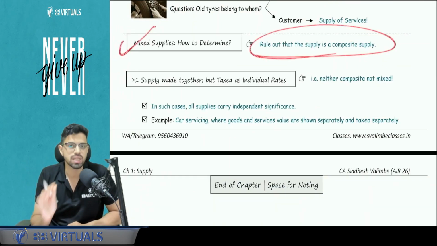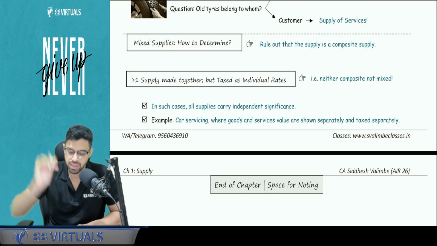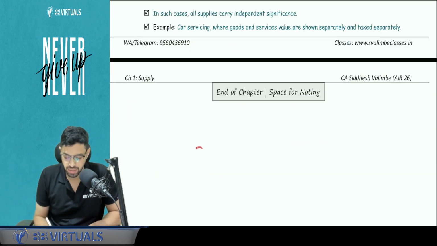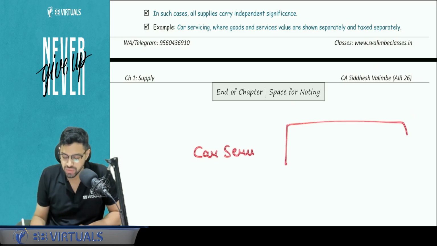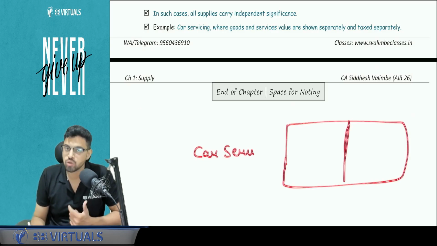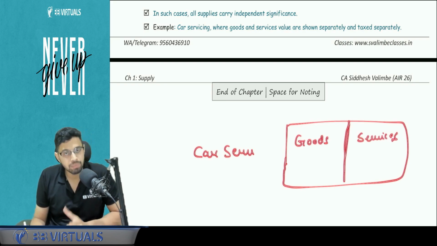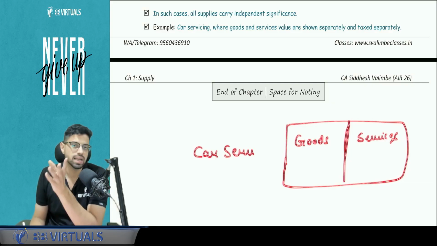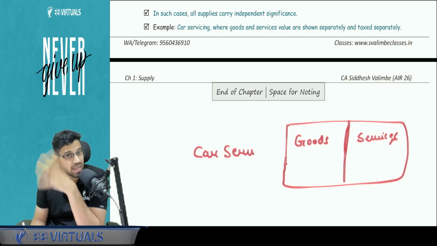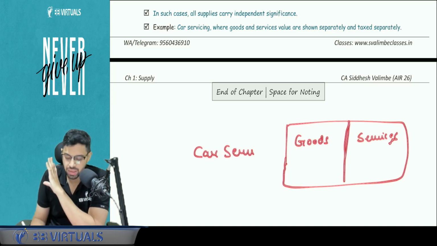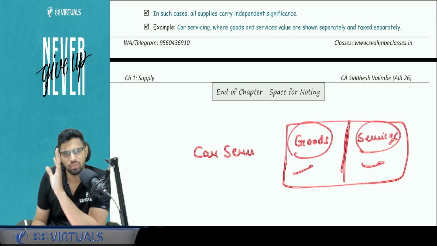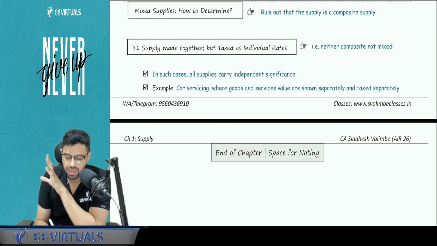Mixed supply, how to determine? You just have to see whether it is a composite supply or not. Whatever is residuary is a mixed supply. But in some cases, for example, car servicing, there is a bundle of goods and services. If you see your bill of car servicing, here they will charge goods separately and services separately. This being a bundle, still this is a special case. There are some special cases where the items retain their own tax rates. They do not get classified into composite and mixed supply. Here there is a bundle, but still goods will be taxed separately, services will be taxed separately. Not many examples are there. Mostly they will ask composite and mixed, but you should have an idea that in some cases all the supplies may carry independent significance. Again, facts have to be seen.